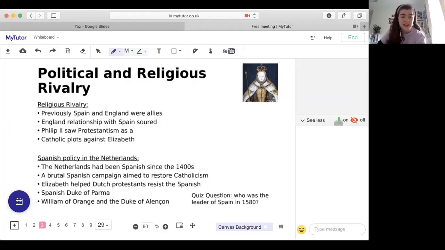The Netherlands had been Spanish since the 1400s, but many Dutch became Protestant. The brutal Spanish campaign under the Duke of Alba aimed to restore Catholicism there, and Elizabeth's government decided secretly to help Dutch Protestants resist the Spanish. The Spanish Duke of Parma entered the Netherlands and restored Spanish control, and England's allies, who were William of Orange and the Duke of Alençon, were both killed.